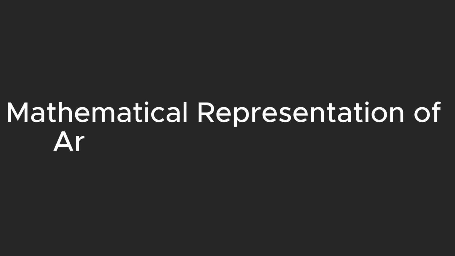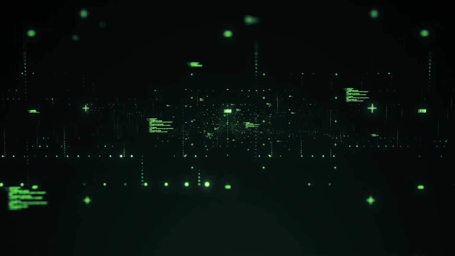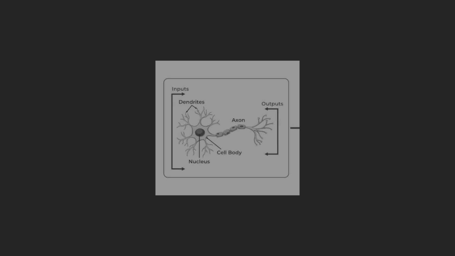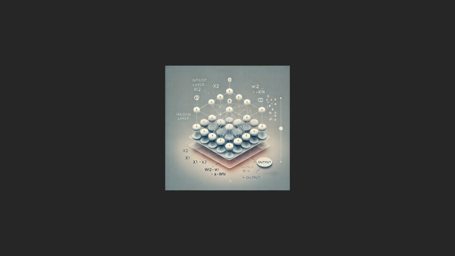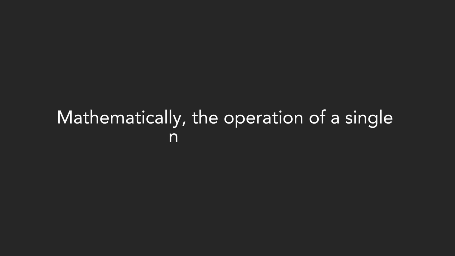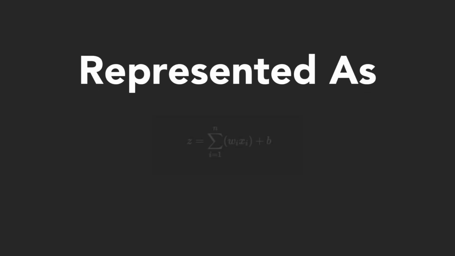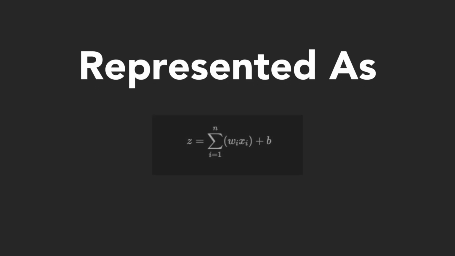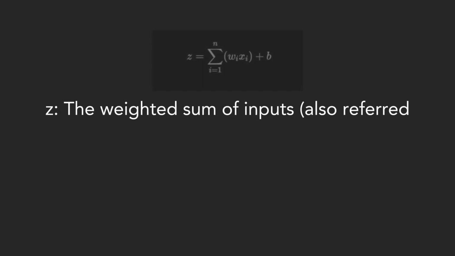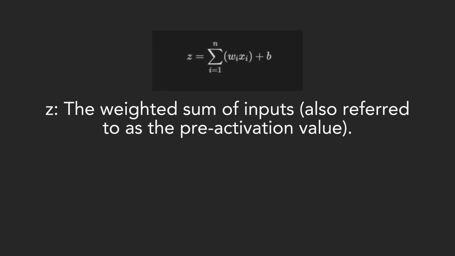Mathematical representation of artificial neural networks. Artificial neural networks (ANNs) are computational systems inspired by human brain architecture. They consist of interconnected layers of nodes called neurons that process information. Mathematically, the operation of a single neuron can be represented as z equals the summation from i equals 1 to n of w_i x_i, plus b, where z is the weighted sum of inputs, also referred to as the pre-activation value.